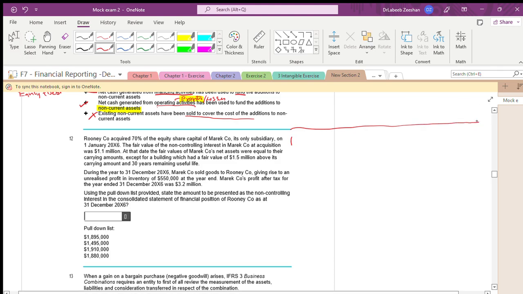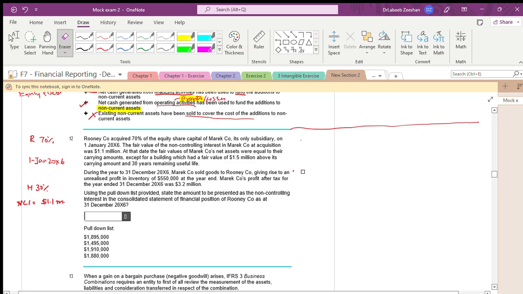Rooney Company acquired Mark. It is 70%, and 30% is the NCI. It became a subsidiary on 1st January 2006. The fair value of NCI is how much? 1.1 million.